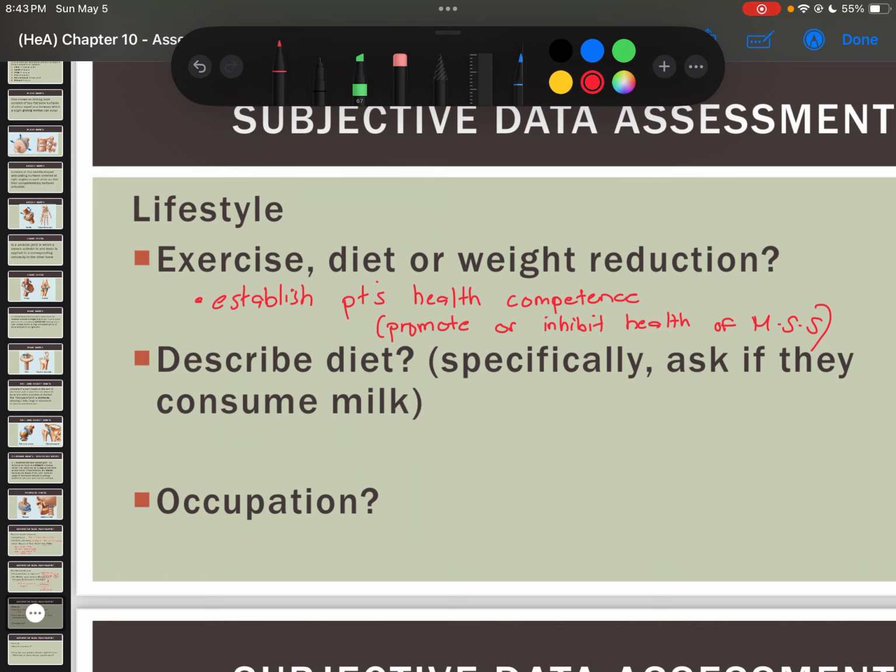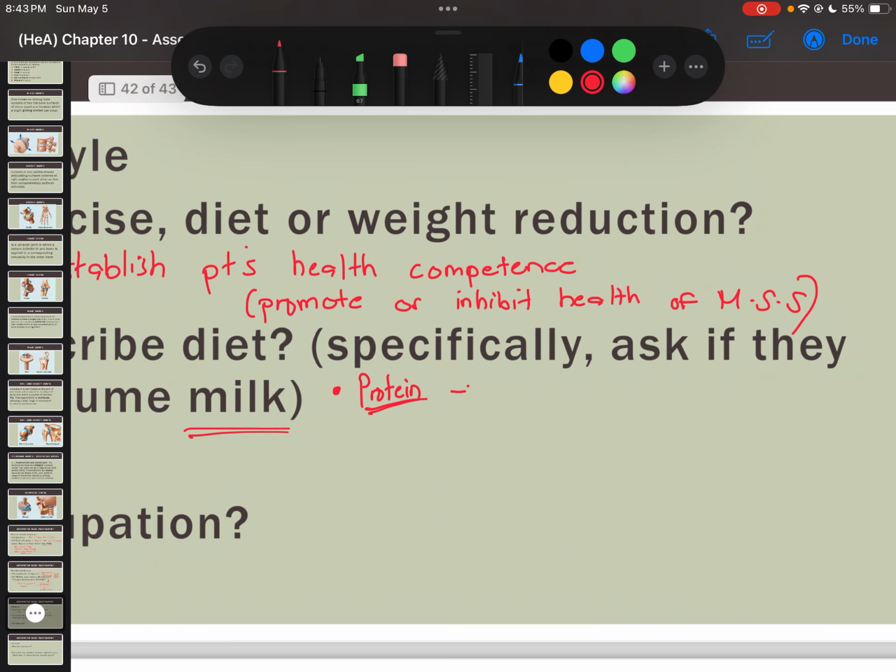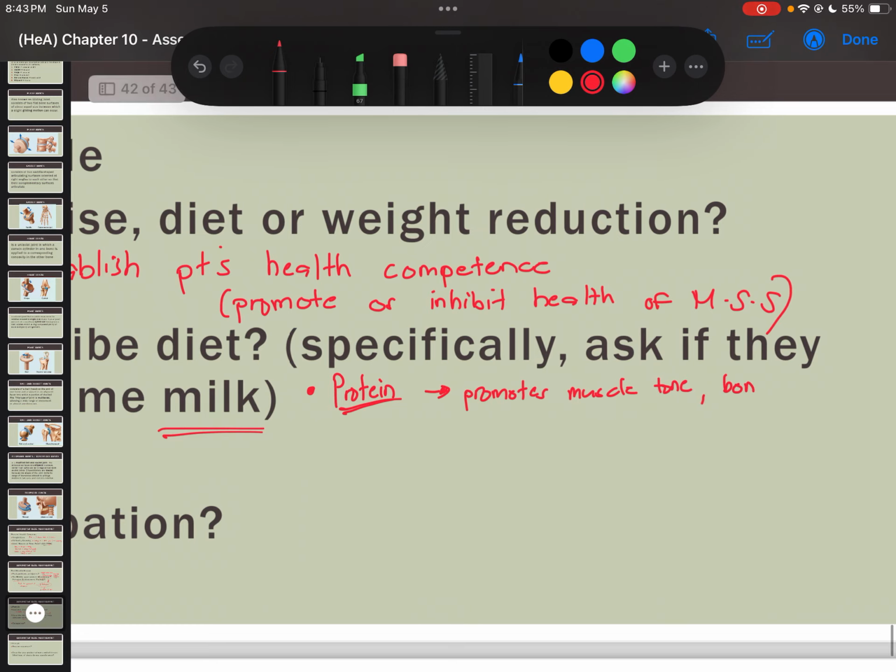Okay. Describe diet. You have to ask them to describe their diet. Specifically, ask them if they consume milk. Why milk? Because milk has a lot of calcium. Aside from that, you also have to take note of protein. Class, listen. You should ask them about their protein intake. Why? Because protein promotes muscle tone, bone growth, and recovery.